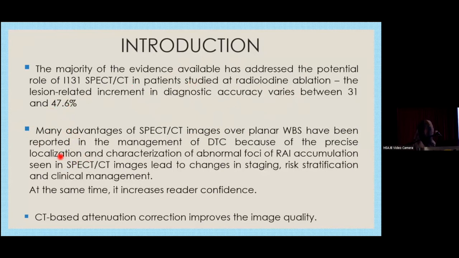So we know that the advantages of SPECT-CT images over planar whole body scan have been reported in the management of DTC because there is precise localization and it is able to characterize the abnormal foci of radioiodine accumulation seen in SPECT-CT images, which lead to changes in staging, risk stratification, and also management. At the same time, it increased our confidence in reading the image. Because of the CT-based attenuation correction, it definitely improved the image quality.